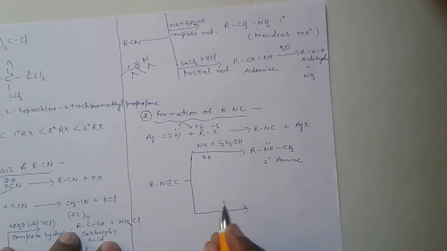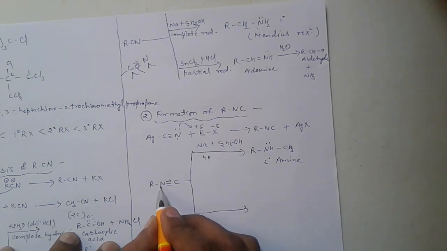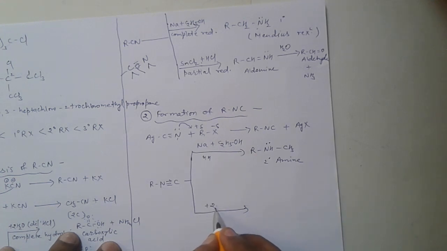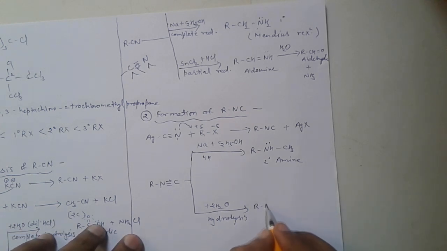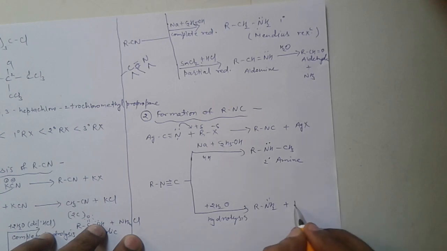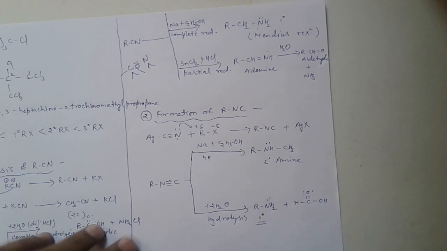On the other hand, after hydrolysis of alkyl isocyanide, it is hydrolysis. Then 1 degree amine is formed and the byproduct is formic acid here. It is 1 degree amine.